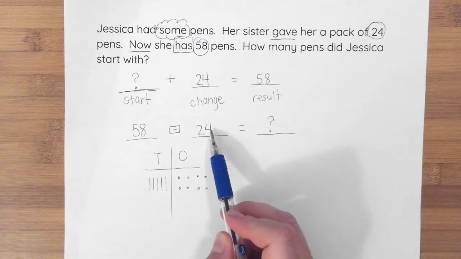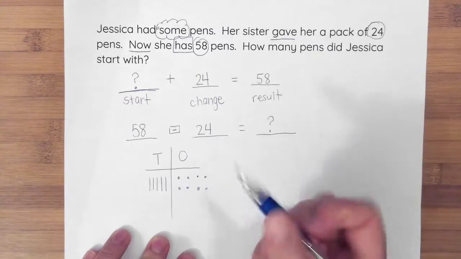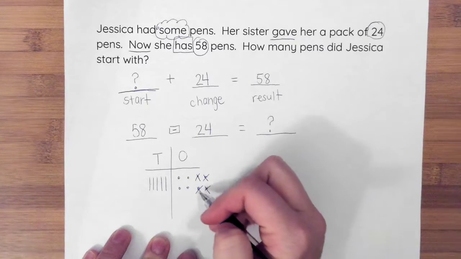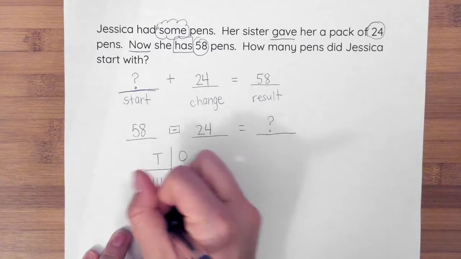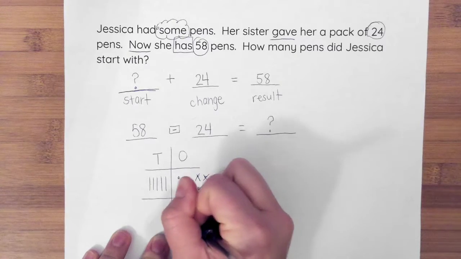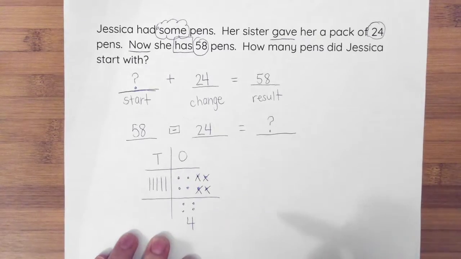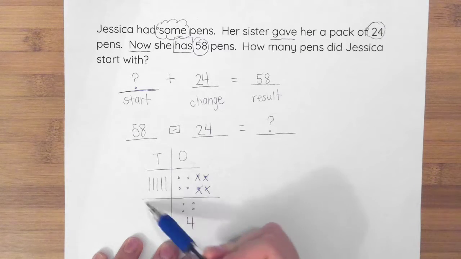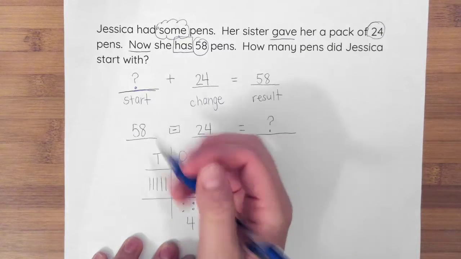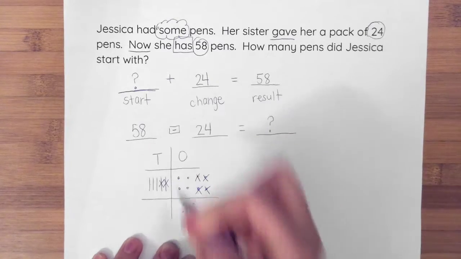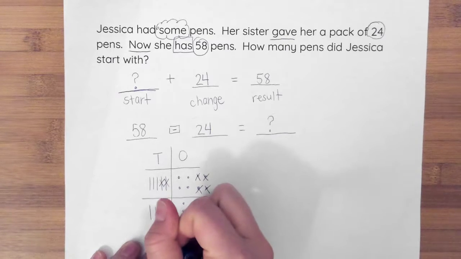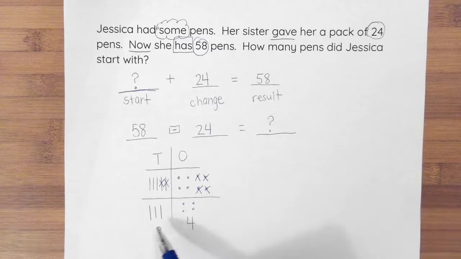Well, I know I need to take 4 ones away. So I'm going to just cross out 1, 2, 3, 4. And I see that I am left with 4 ones. Then I'm going to come over to my tens place, and I have 5, but I need to take away 2. So I'm going to cross out 2, and I see I'm left with 1, 2, 3. So I'm left with 3 tens. So I see that with 3 tens and 4 ones, I'm left with 34.